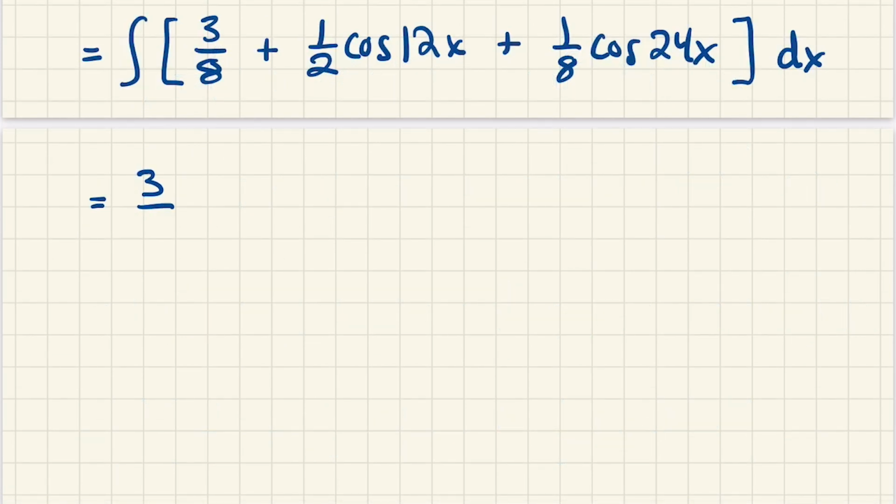This becomes 3/8 x plus, now remember, the antiderivative of cosine is sine, but we have 12x, so we know that we're really doing a quick u substitution, which will result in just dividing that whole term by 12. So this is going to be 1/24 sine of 12x.